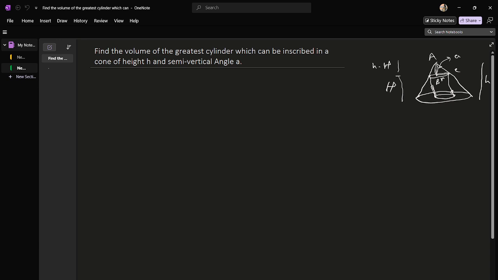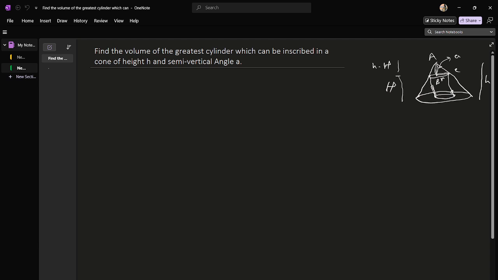Here the question comes from that paper which asks us to find the volume of the greatest cylinder which can be inscribed in a cone of height h and semi-vertical angle alpha. Okay, so this is the figure of the cone and this tiny angle is our angle alpha, the semi-vertical angle.